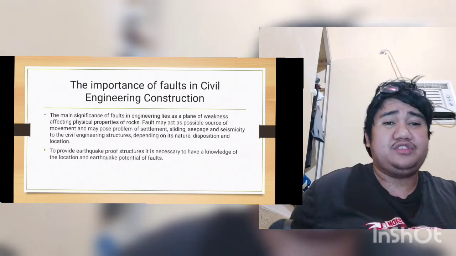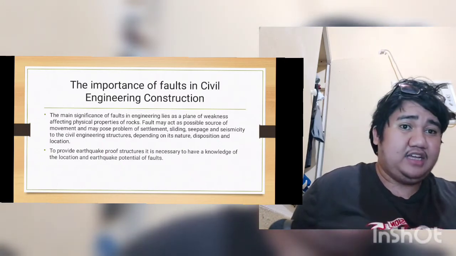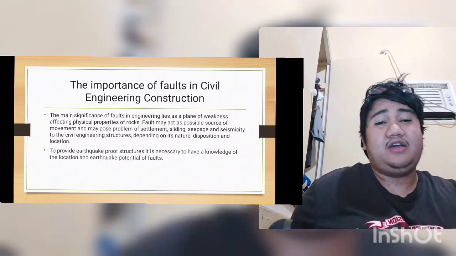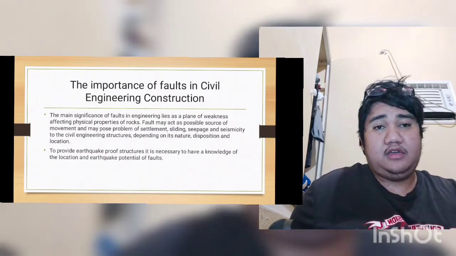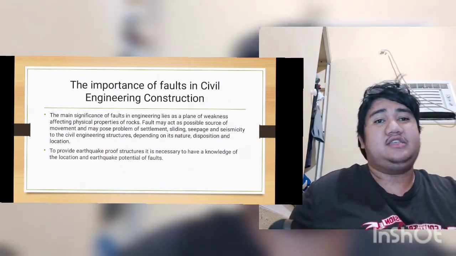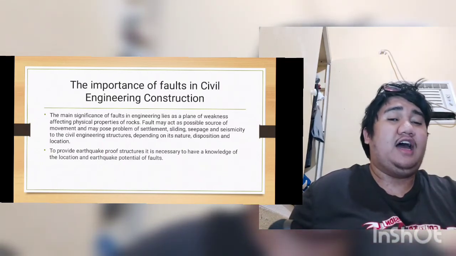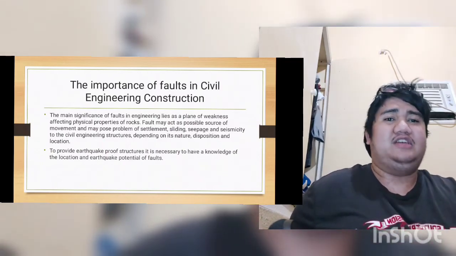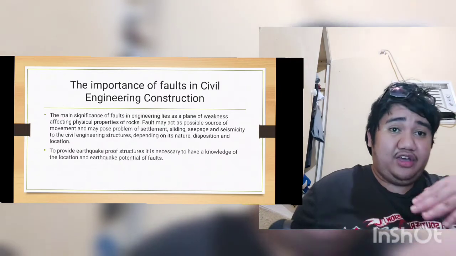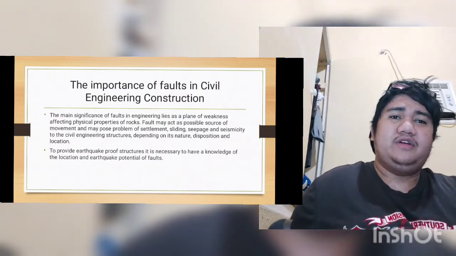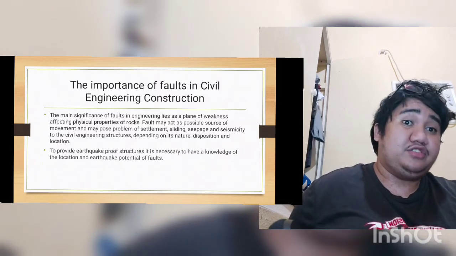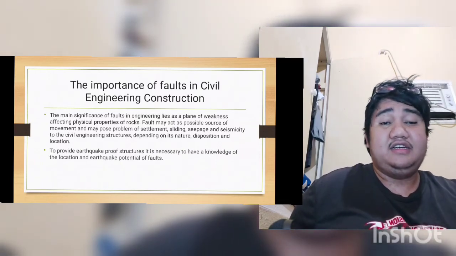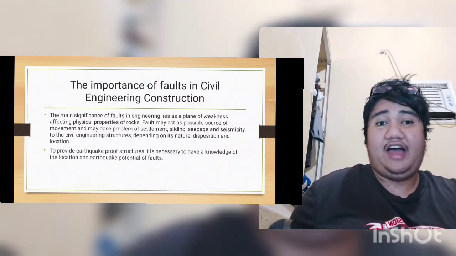As a civil engineer, you should know what types of faults are in the place where you are going to build, because some faults produce very powerful earthquakes and some are very weak. So it always depends on what materials you need for the construction, for the building, to withstand the faults.